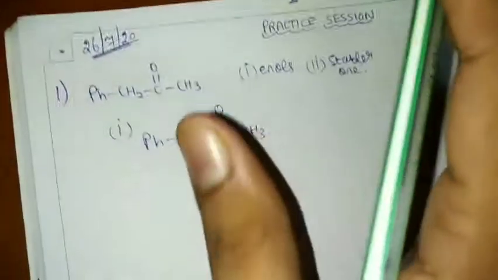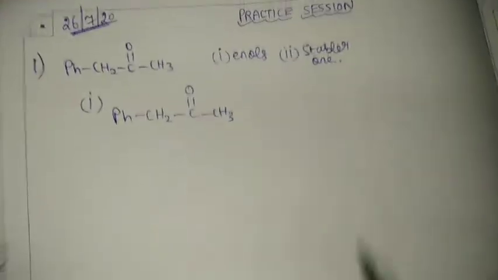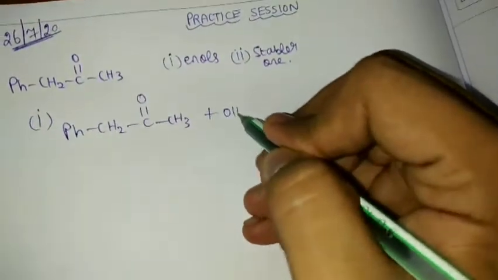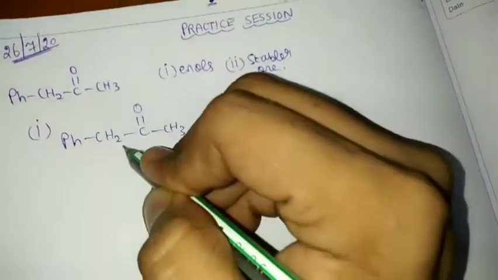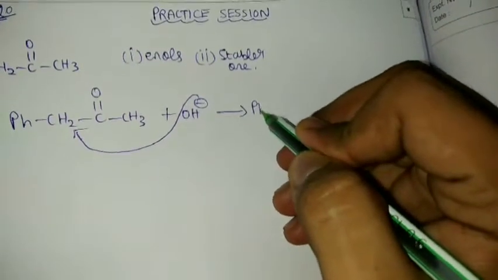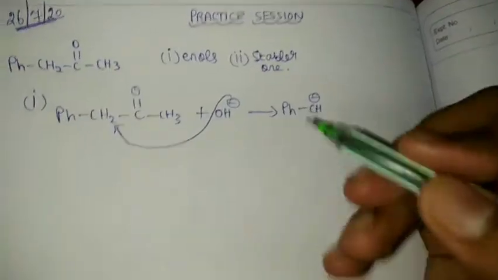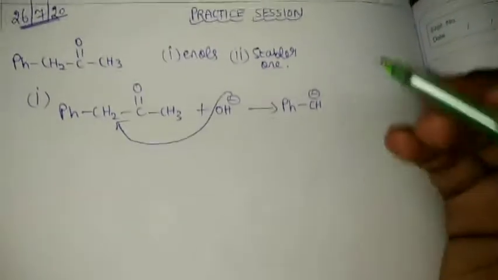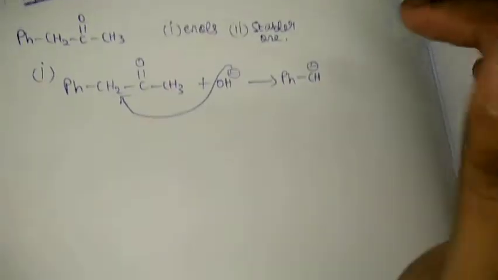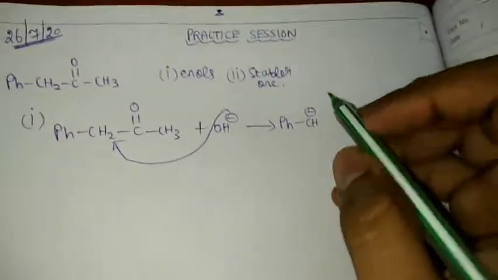If not mentioned, you can take it as basic conditions only. So you can generate this OH minus and give an attack. There is nothing wrong in doing the mechanism again and again until you are well practiced. I can directly add the product if I want, but you will not be able to understand. So I'm writing the mechanism for your practice. You also pause the video, try it out and get to the answer.